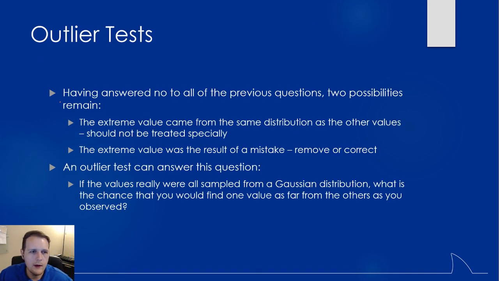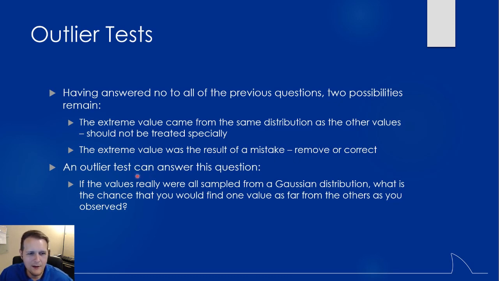So when you have an outlier test, basically, if you can say no to all the previous questions in the last slide there, basically two possibilities actually exist still, right? So you can say, well, the extreme value came from the same distribution as the other values, so at that point you shouldn't treat it really any differently, right? It's just part of the data set. Or if it was because of a mistake, you could either potentially correct that or just remove it. But these kinds of things need to be addressed in the data to make sure that you're being fully transparent for that sort of thing there.